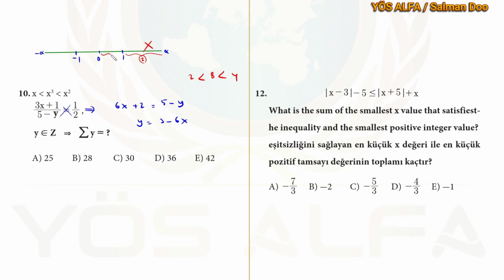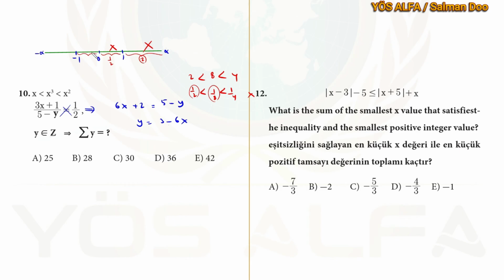Let me check this region. Between 0 and 1, let me pick a value. Let's say it's half. If x is half, let me write down this relation. X is half, and x cubed is 1 over 8. X squared is 1 over 4. Since 1 over 8 is not larger than 1 over 2, this is also incorrect. So we will continue checking this region between -1 and 0.